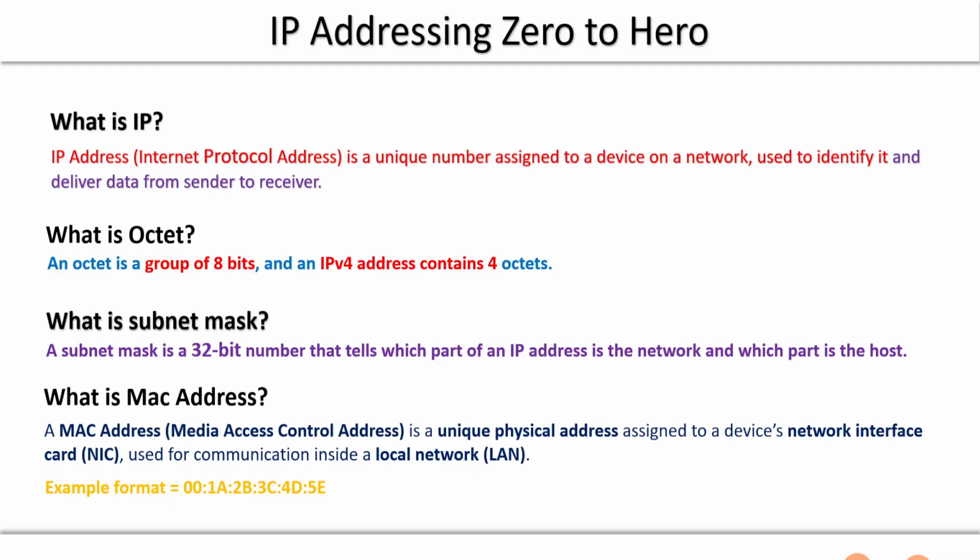So IPv4 has 4 octets, right? 8 plus 8 is 16, 16 plus 8 is 24, 24 plus 8 is 32. So that's why we say the IP address is a 32-bit address. The IP address is a unique 32-bit number assigned to a device that identifies the sender and receiver. So don't forget this octet.